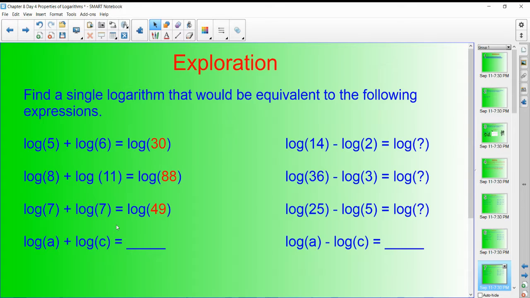And if you try a few of these, you may have figured out the rule, log of A plus log of C is log of A times C. We can multiply the two arguments and get one new argument. The base does not change. Now try subtraction. Pause the video if you want. Think of what you think the rule might be. Test it out. Always test out our ideas. That's how mathematical learning takes place.